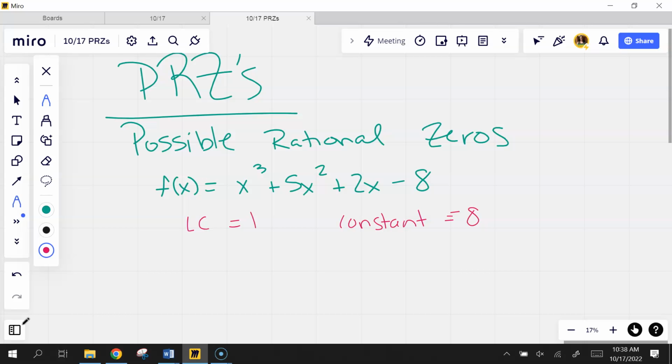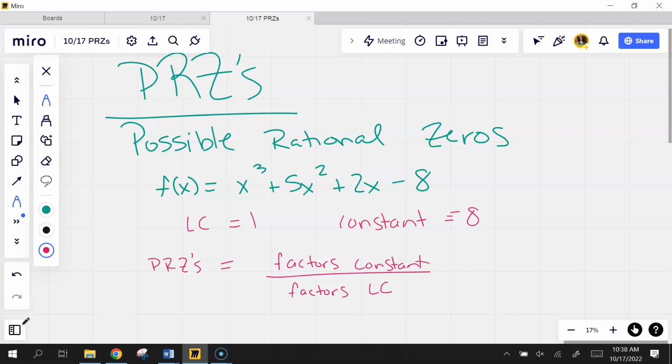To find your PRZs, notice the very first one, it tells you just, guys, to list them. PRZs are every possible combination of factors of the constant divided by factors of the leading coefficient. What does it mean to be a factor? Okay, it divides in with no remainder, right?